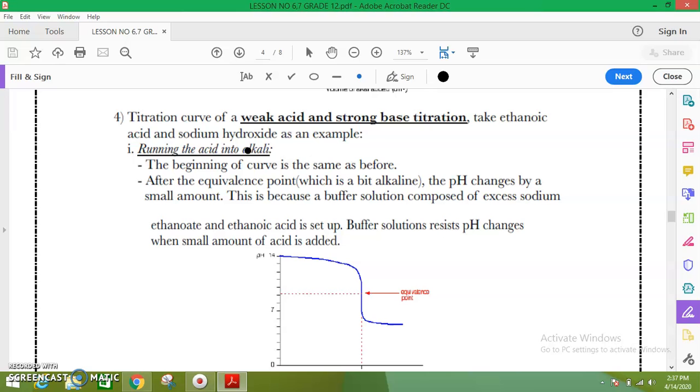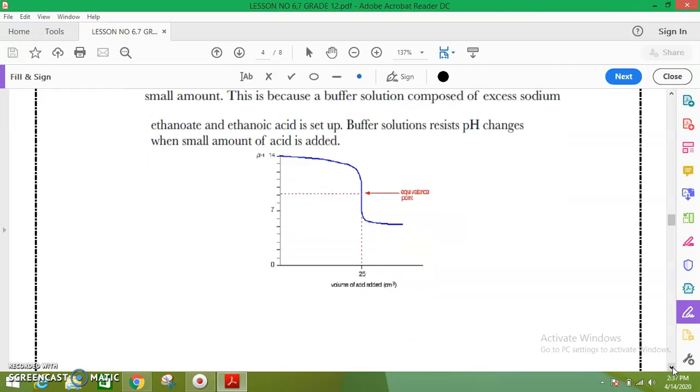First, acid into alkali, we will start from 14 and go down. See here, we will start from 14. Why? Because of the strong base, and the acid is weak. So you can see this, if you draw a line from 7, this vertical line is above 7. If this vertical line is above 7, the equivalence point is above 7, it means your base is very strong. That's why it is weak acid and strong base.